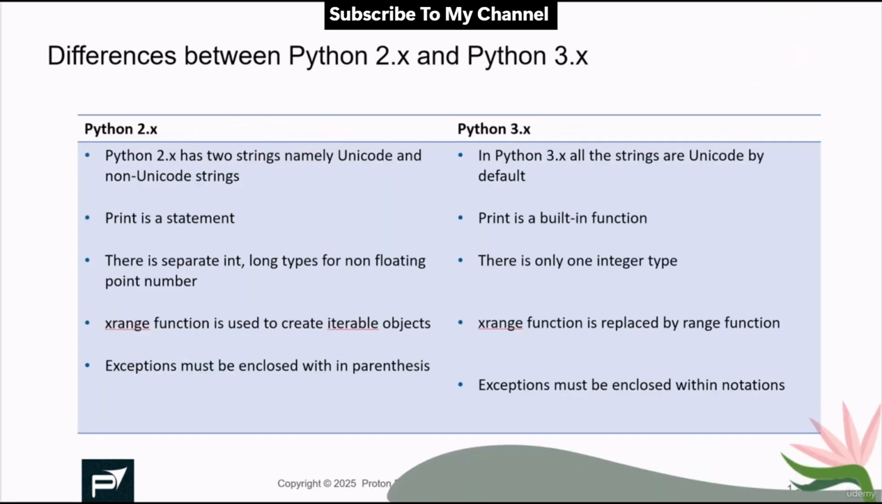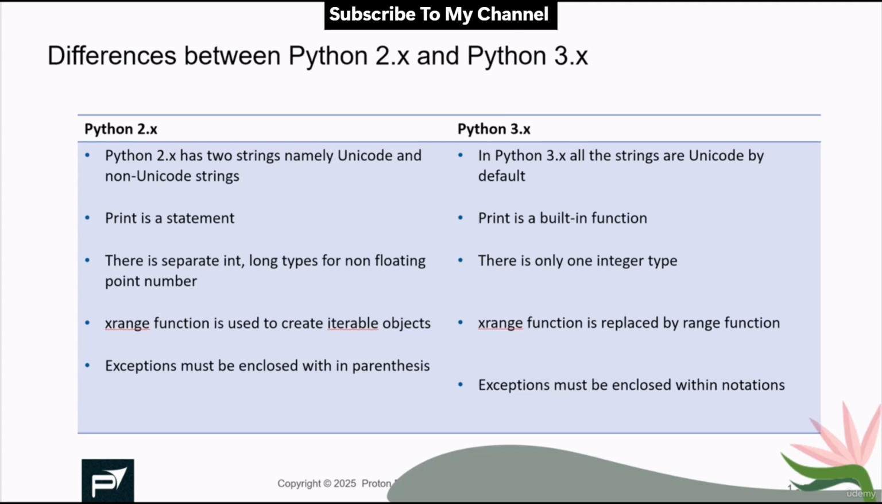Let's have a look at the differences between Python 2 and Python 3. Python 2 has two string types, namely Unicode and non-Unicode strings, whereas in Python 3 all strings are Unicode by default. In Python 2, print is a statement and in Python 3, print is a built-in function.